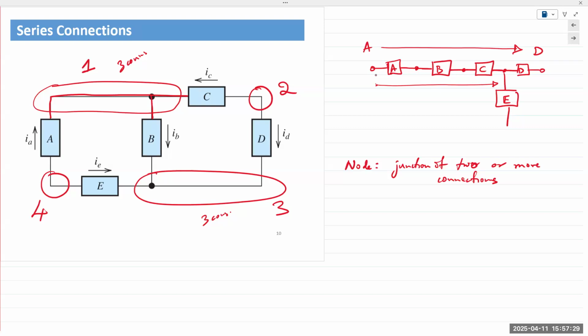However, at nodes 2 and 4, there are only 2 connections. If there are 2 connections, we can follow the pathway. So E and A until we hit a junction that has more than 2 connections. And in this case, we don't have to go far. We simply go from 4 to node 3, and node 3 has 3 connections, so it stops right there. Okay, so A and E are in series between nodes 1 and 3 because they're connected between 1 and 3. And then we can say C and D are in series between nodes 1 and 3.